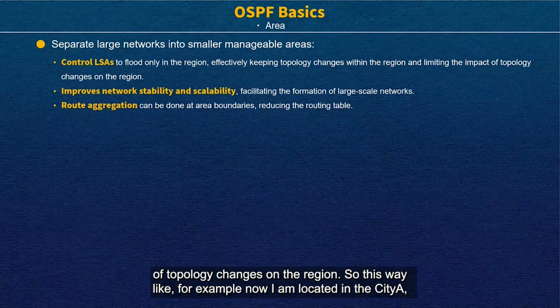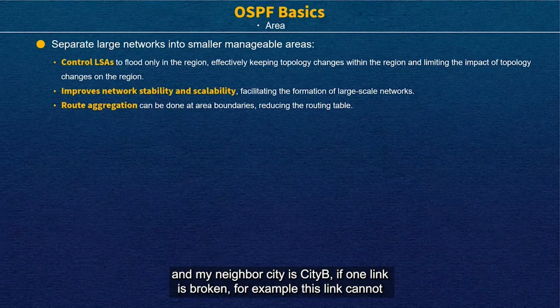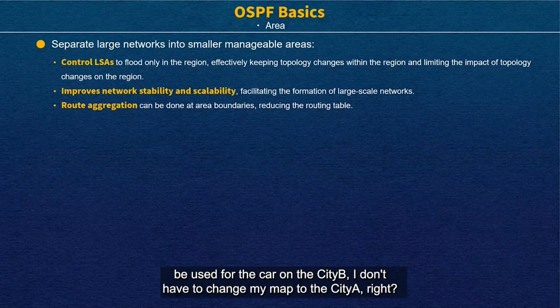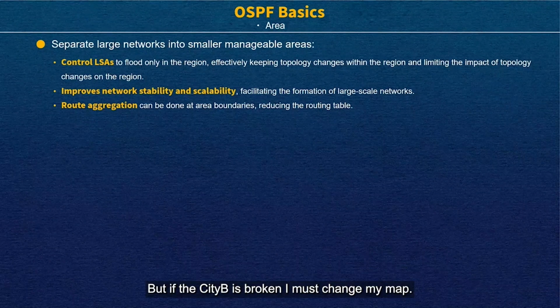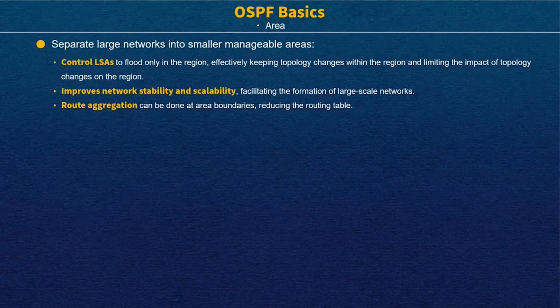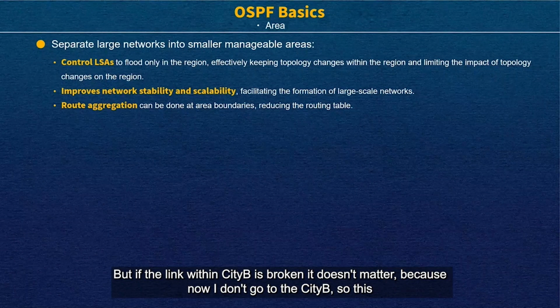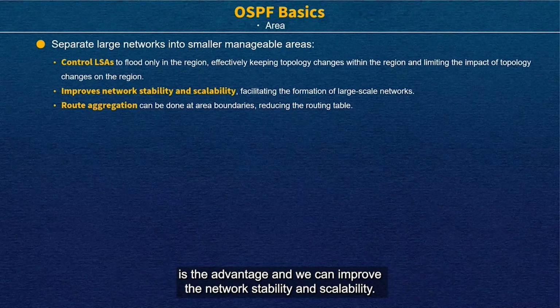So this way, for example, now I am located in city A, and my neighbor city is city B. If one link is broken, for example, this link cannot be used for the car in city B, I don't have to change my map of city A, right? But if a link in city A is broken, I must change my map. But if the link in city B is broken, it doesn't matter because now I don't go to city B. So this is the advantage.